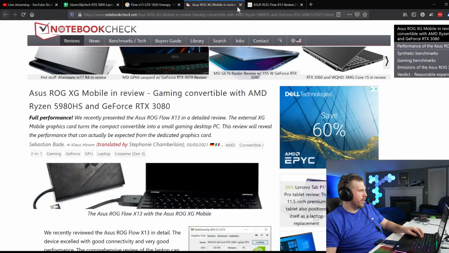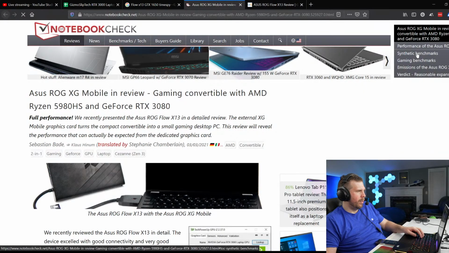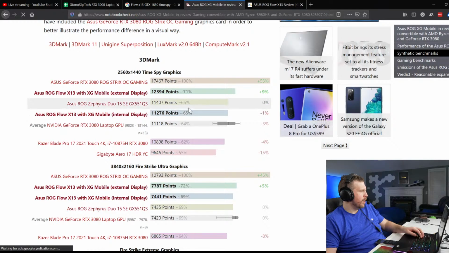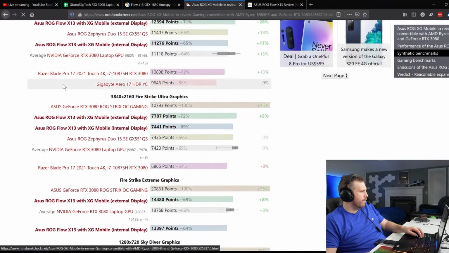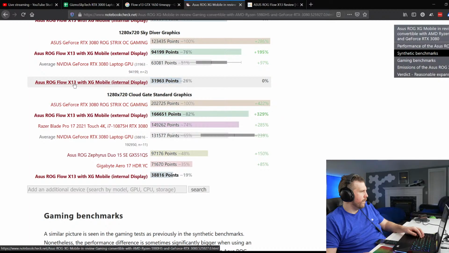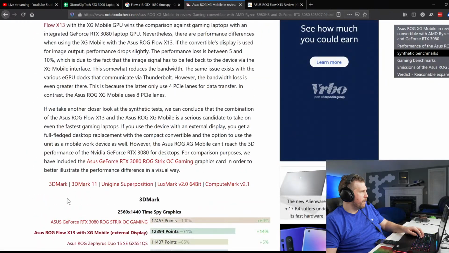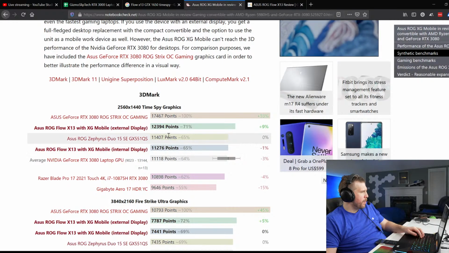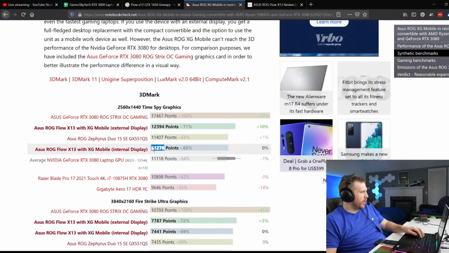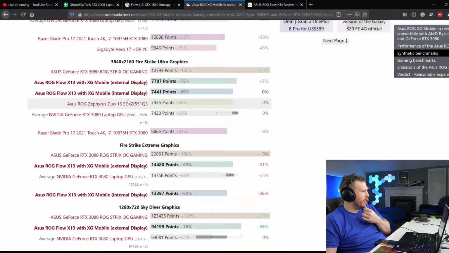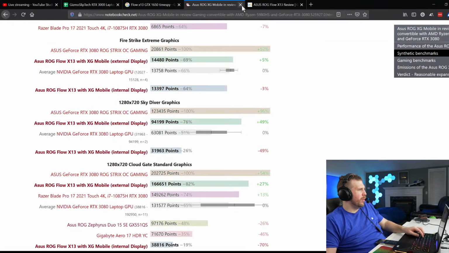That's probably the combined score though, so yeah, look at these points. Look at these scores. 12,400 for the Timespy graphics score. That's so good. But that's with the eGPU.